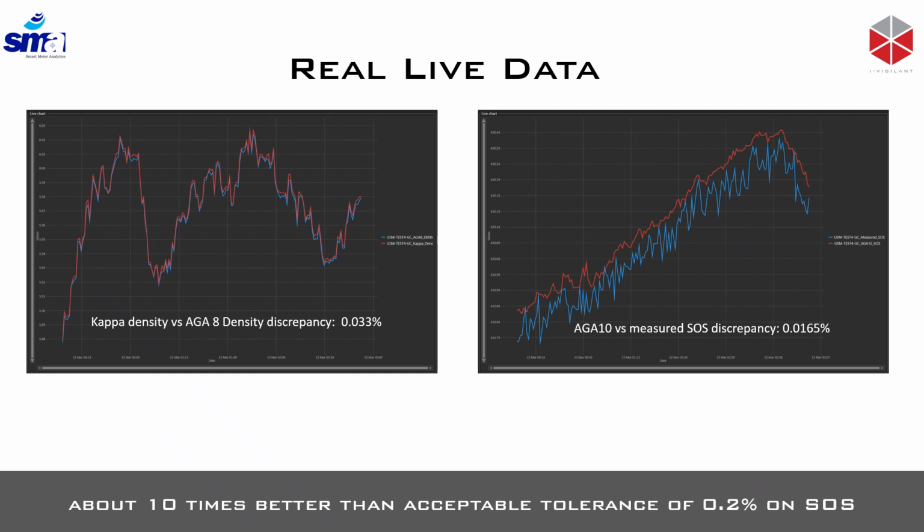Now consider this: a previous paper talked about a discrepancy of 0.2% being considered acceptable for the comparison between AGA-10 and the measured speed of sound. This is actually about 10 times better than the acceptable tolerance of 0.2% on the speed of sound. So the idea here is that we can understand the actual capability of our USM, and therefore we can have a much smaller tolerance to catch issues early, and handle issues with the USM or the GC in a much faster manner.